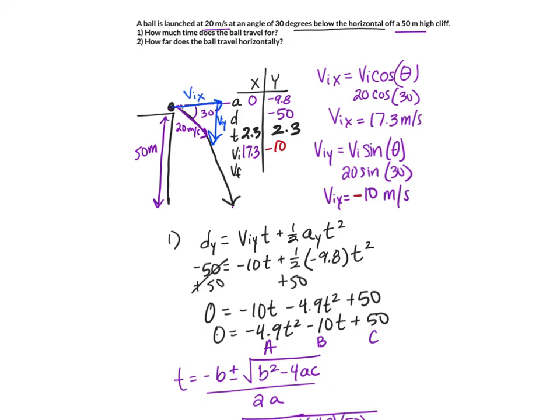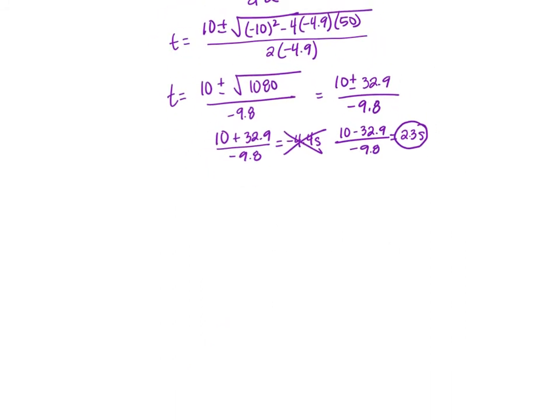And we can move on to question 2, which is how far does the ball travel horizontally? So what we're looking for here is the range that it's going to go. Where's it going to land? How far away from the cliff is it going to land? All right, so this one's easy. It's the distance formula, but now with the horizontal information.